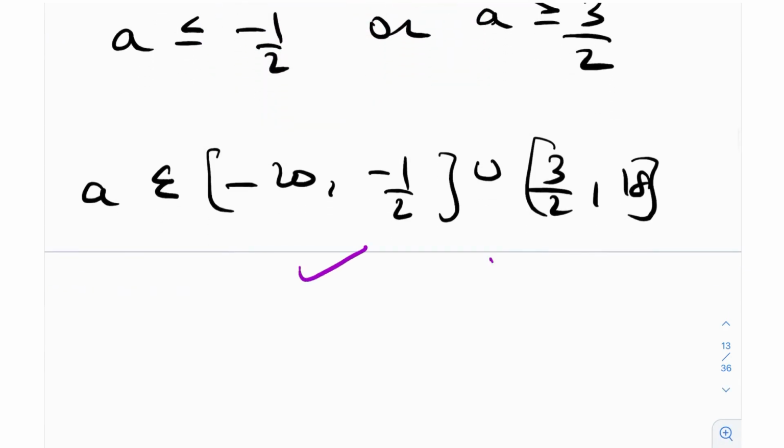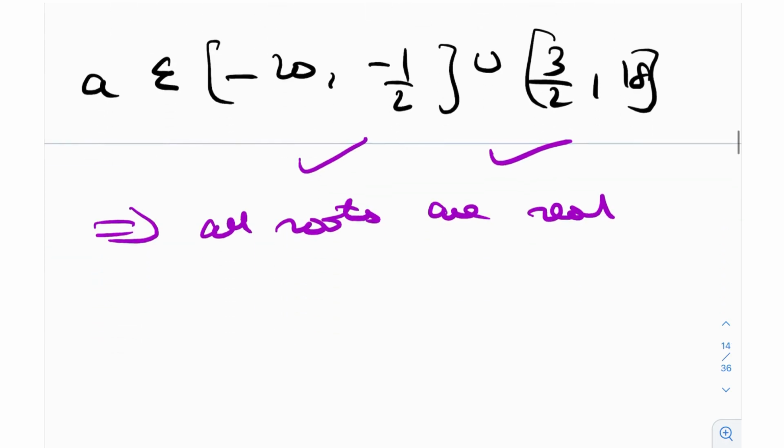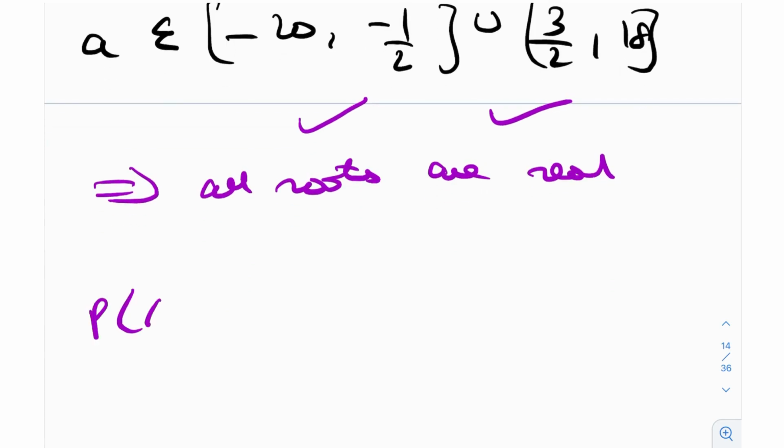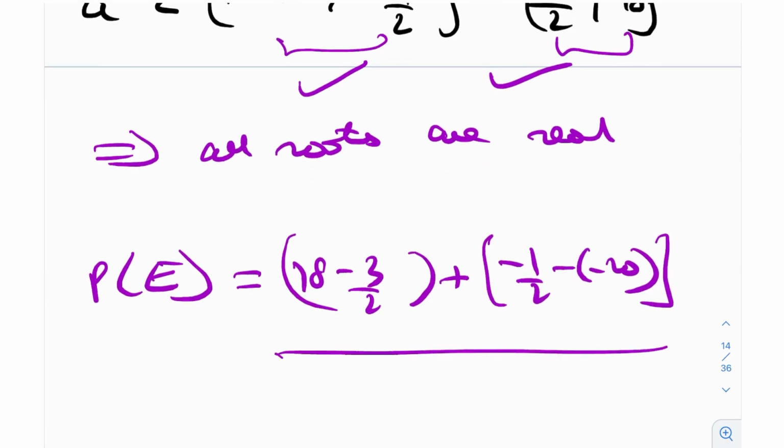So if this happens, then that implies that all roots are real. So basically, if the value of a is within this interval, then all roots of the polynomial p of x will be real, right? And if it's not, then it won't be real, right? So what's the probability? The probability that the roots are real will be the length of this plus the length of this, right? So that will simply be 18 minus 3 by 2 plus negative 1 by 2 minus negative 20. Basically finding the distance between those two endpoints, divided by the total distance, right?